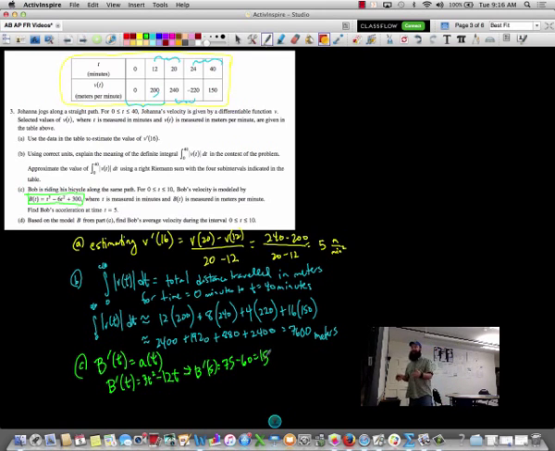And it didn't ask for units, but I would go ahead and put them anyway. That's meters per minute squared. And again, that's because we took the derivative of velocity. So that's the answer to part C.